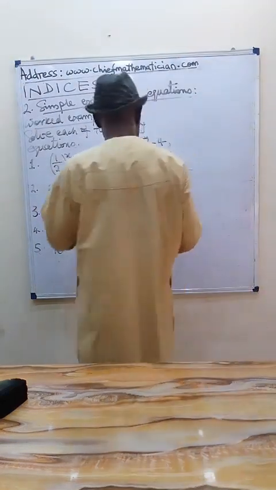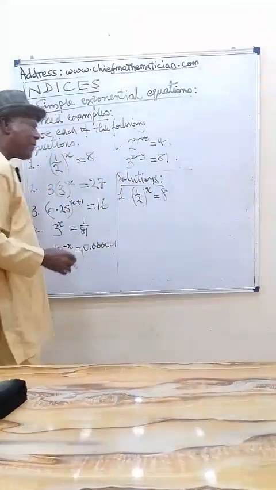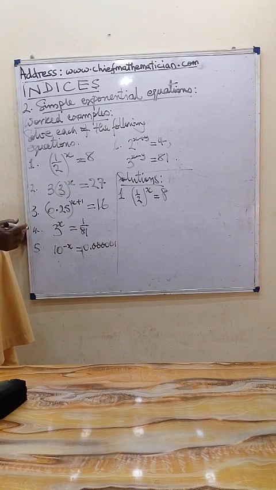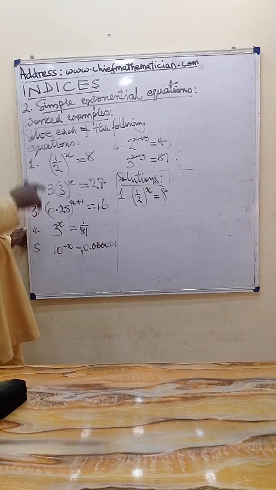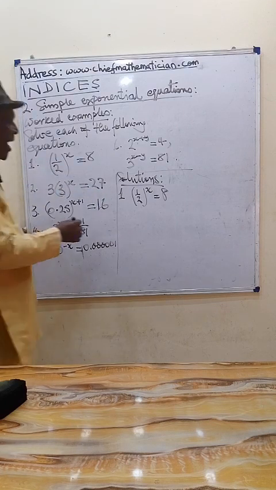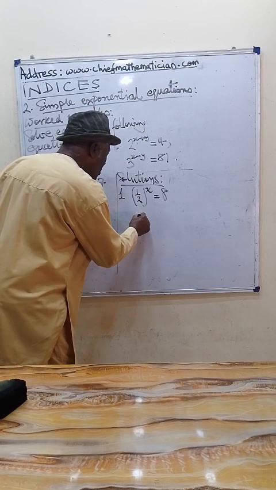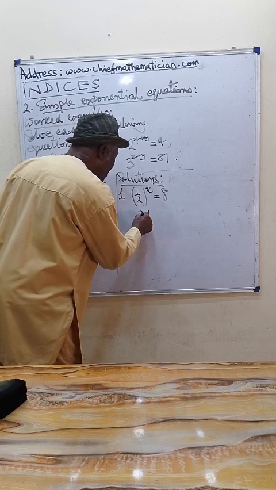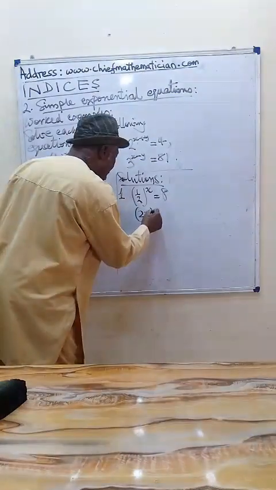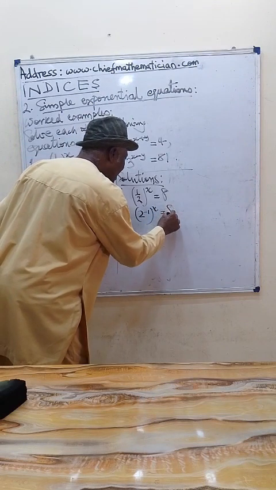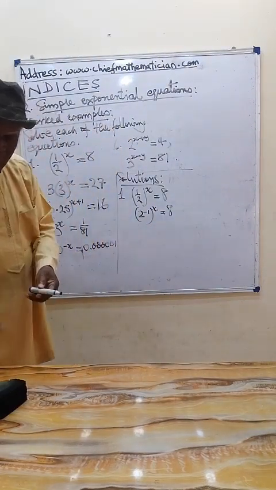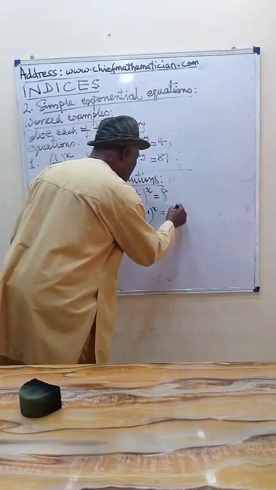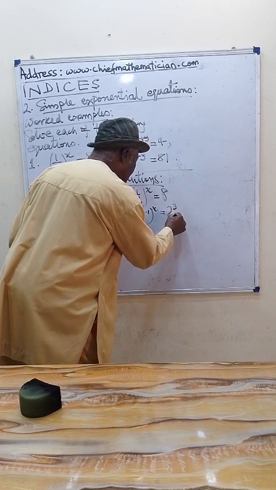Now let us proceed. (1/2) to the power x. Don't forget your laws of indices. Half is the same thing as 2 to the power minus 1. Please take note. The left side is (2 to the power minus 1) to the power x, and the right is equal to 2 to the power 3.